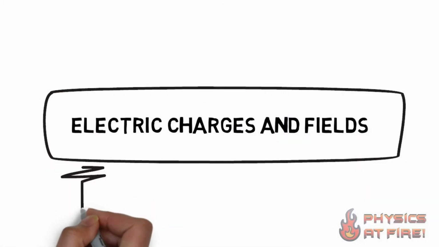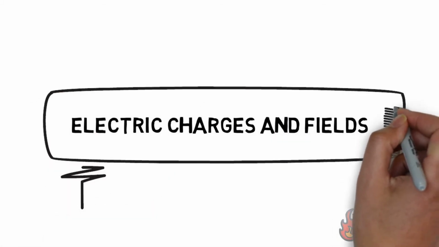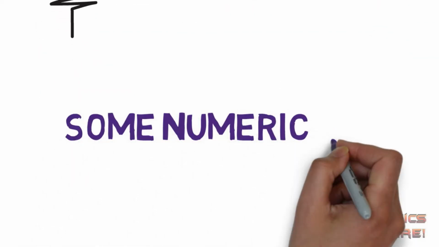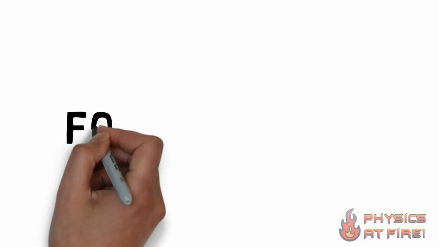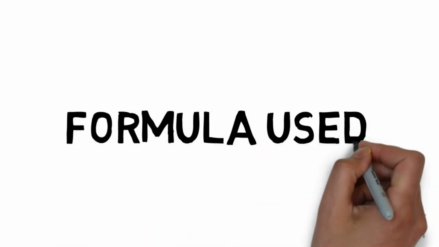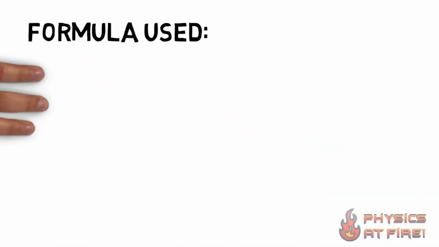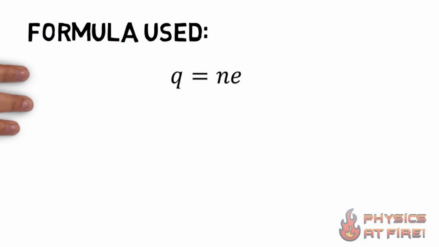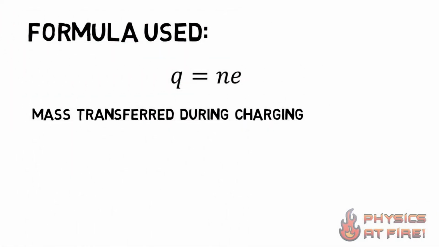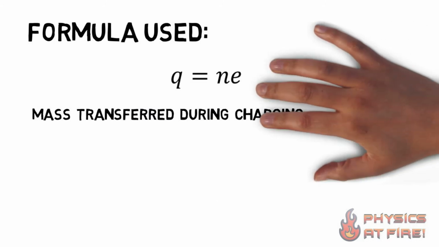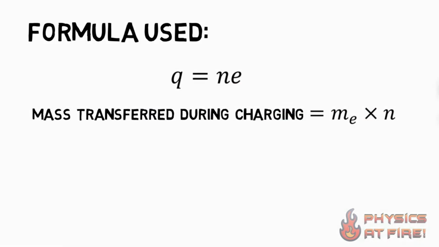Today we are going to have some numericals based on those topics that we have covered till now. So, let's start. Formula that we are going to use are Q is equal to NE, and mass transferred during charging is ME into N. Let's move towards the first numerical.